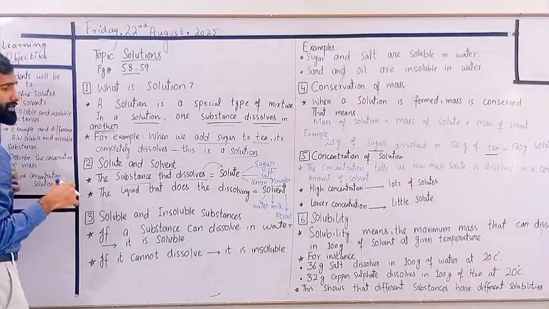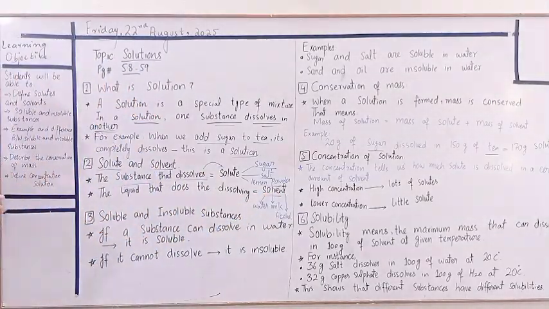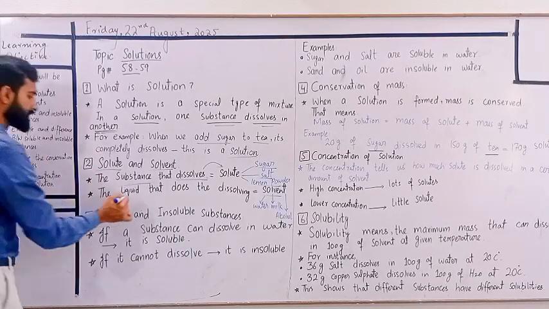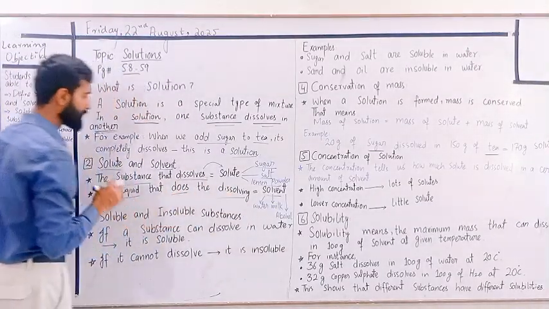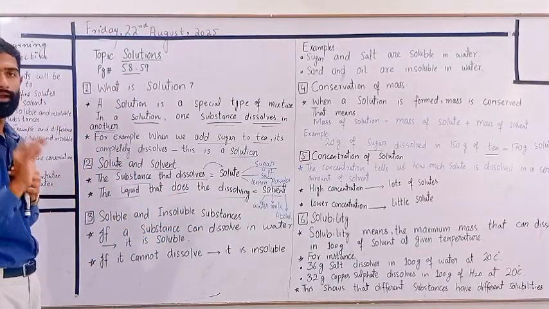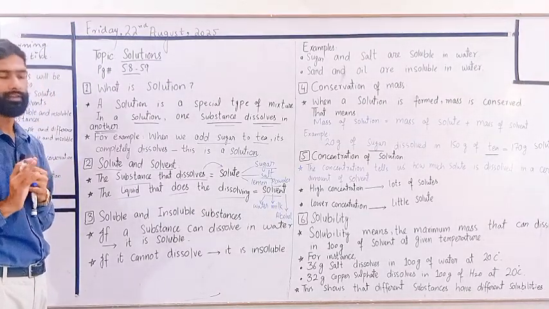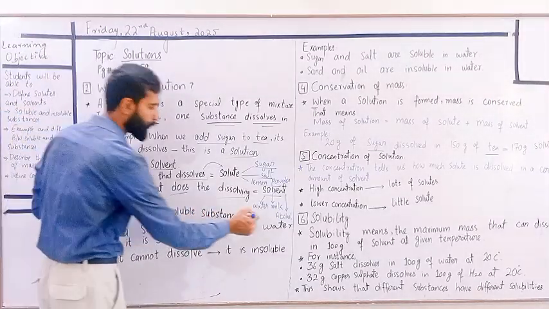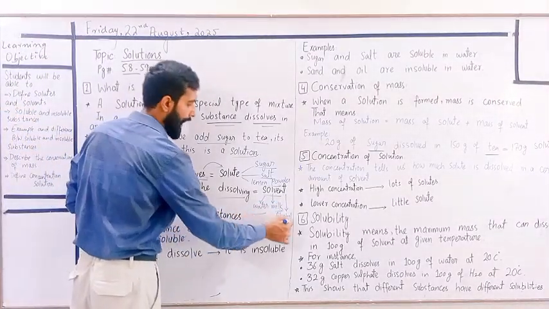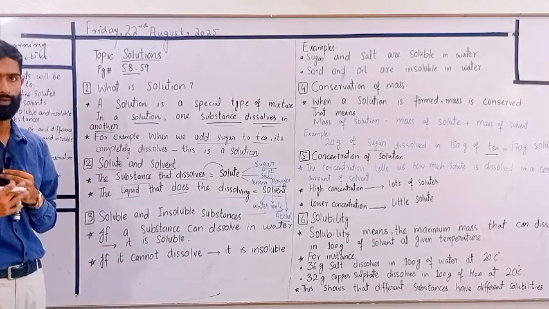The next one is solvent. What is a solvent? A solvent is the liquid that does the dissolving. The solvent is the liquid that is necessary for dissolving. What are examples of solvents? For example, water, milk, alcohol, ethanol. These are examples of solvents, right?